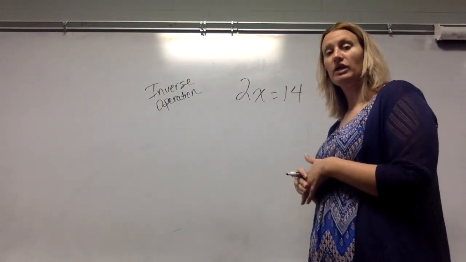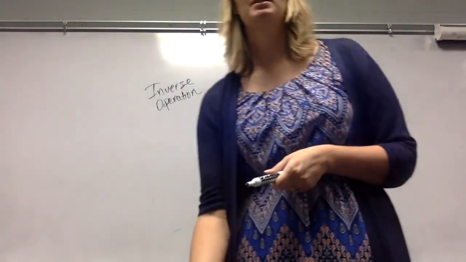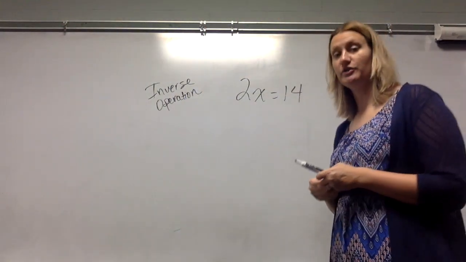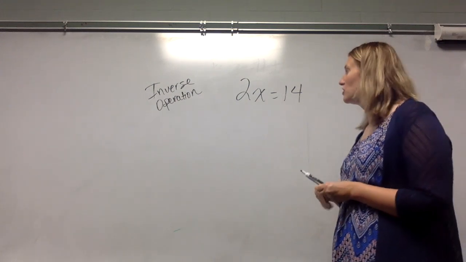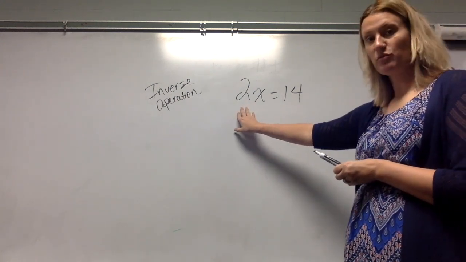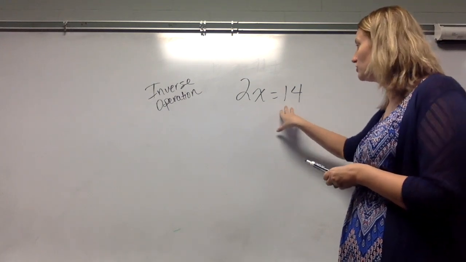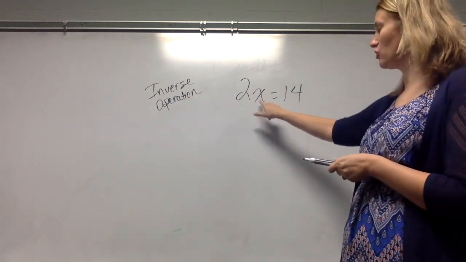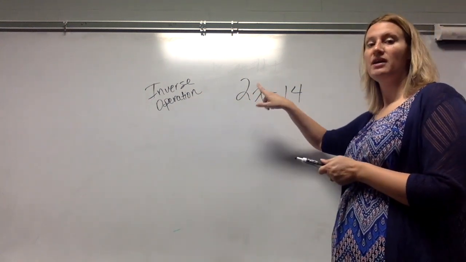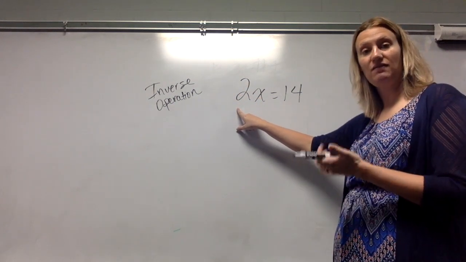In this video, we are again going to be solving one-step equations, but this time that one step is going to be to undo either multiplication or division. So again, it's one step because we only have one operation to undo, which is the multiplication. Again, we will undo this with the inverse operation. Our goal is to isolate the variable, and in order to get the variable by itself, I have to undo the multiplication of the 2 in this case.